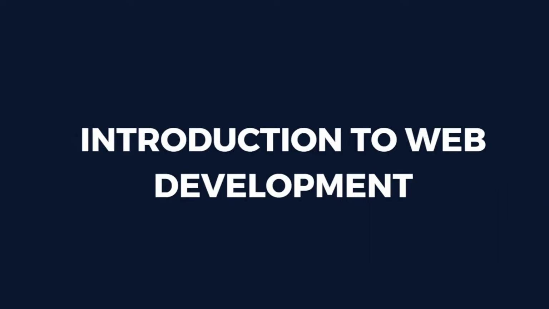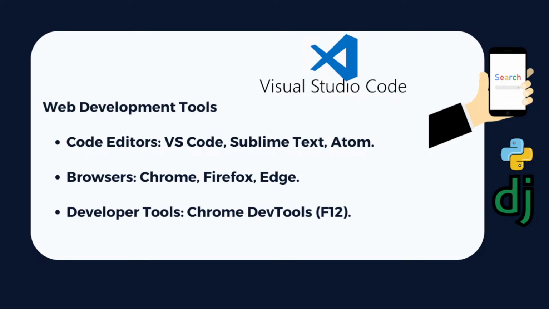First, in web development, we need to know what tools we use. Basically, the code editors. What are code editors? We need to type code somewhere, right? So we use this tool to write our code. That is called a code editor. Basically VS Code, Sublime Text, Atom. These are the main code editors we use to type our code.